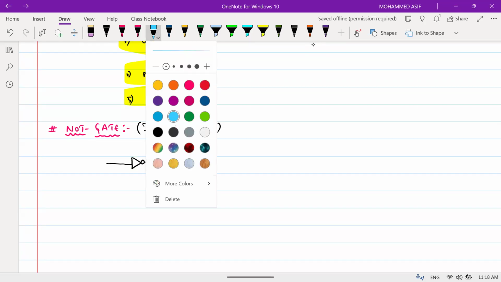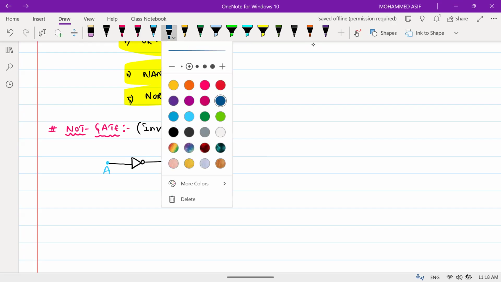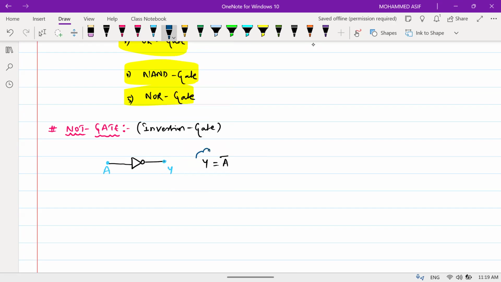Input here, I may represent it by a letter, for example A, and output will be represented by Y. And the Boolean algebra for that is written as Y is equal to A bar. Y is equal to what, beta? A bar. This is your Boolean algebra. Y is equal to A bar.